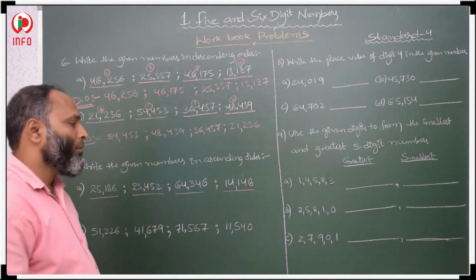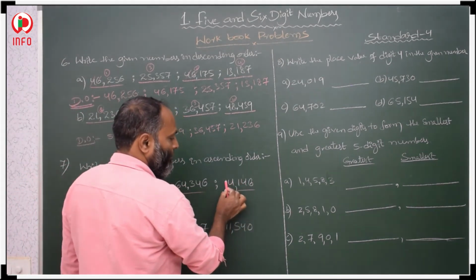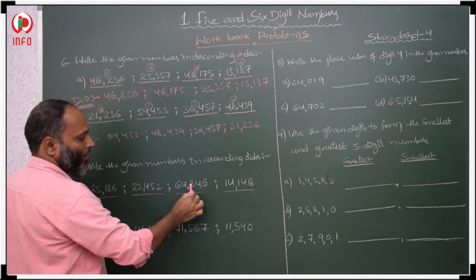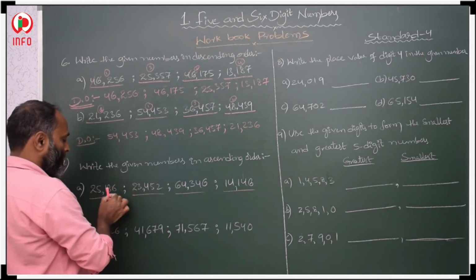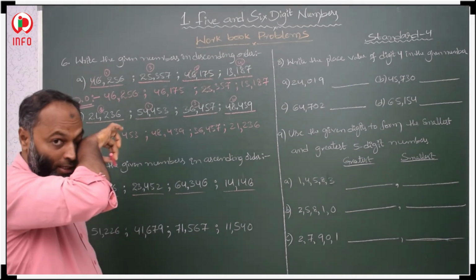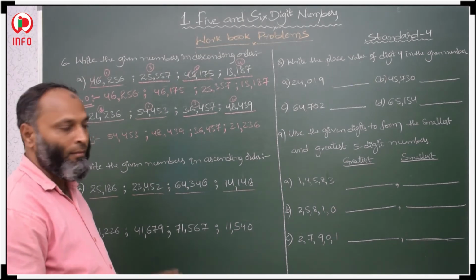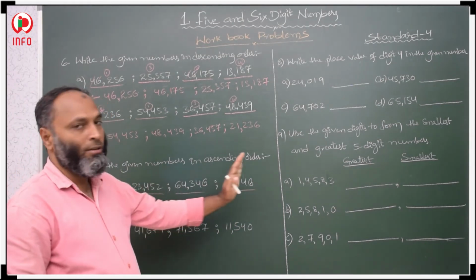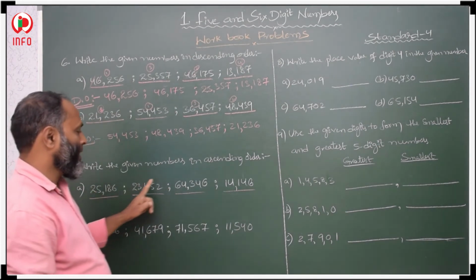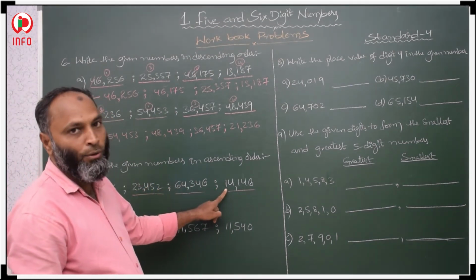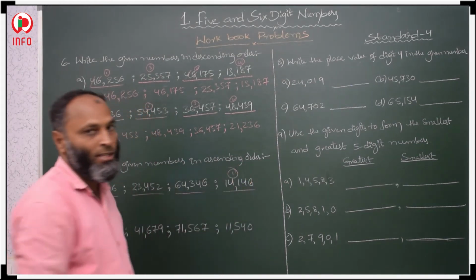For that, the number of digits we have to count. Number of digits: 1, 2, 3, 4, 5. In all, 5 digits were there. Now we start to compare from the ten-thousands place to the ones place. In the ten-thousands place, 2 is there, 2 is there, 6 is there, and 1. Among 2, 2, 6, 1, 1 is the smallest. This is the smallest one.